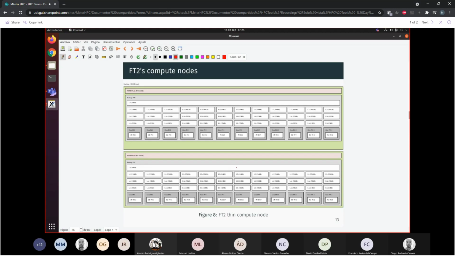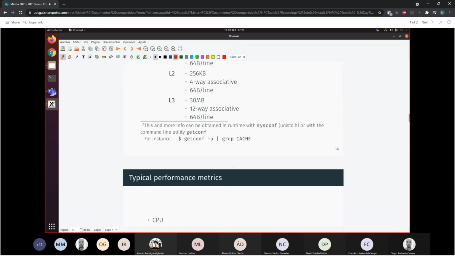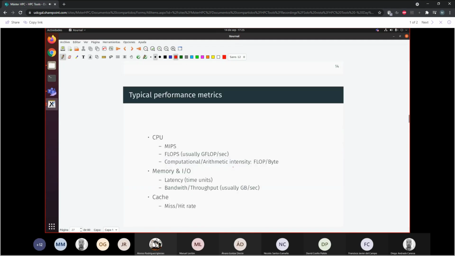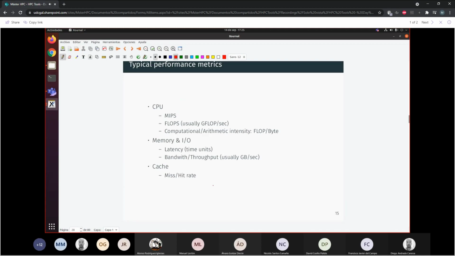For instance, MIPS. In the CPU, we can use MIPS, millions of instructions per second, okay? So in the past, when you wanted to compare two processors, this was something that you were aware of, okay? Like, okay, which one is able to execute more millions of instructions per second? And the one with the higher number, the better, okay?